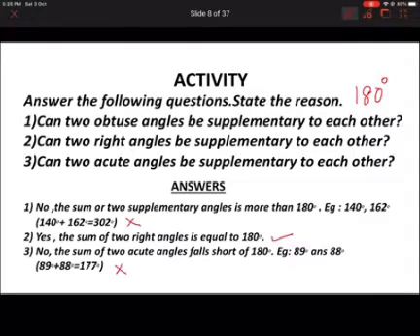Here also, it falls short of 180 degrees. In the other case, it's more than 180 degrees. In the obtuse case, the total adds up to more than 180 degrees. In the acute case, it adds up to less than 180 degrees. Okay, so in both the first and the third case, you cannot call them a supplementary pair. But the second case, definitely you can call them a supplementary pair of angles. Okay, children, let's move on.